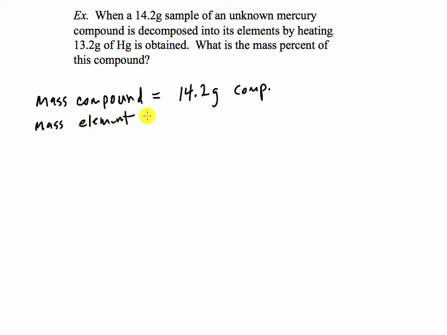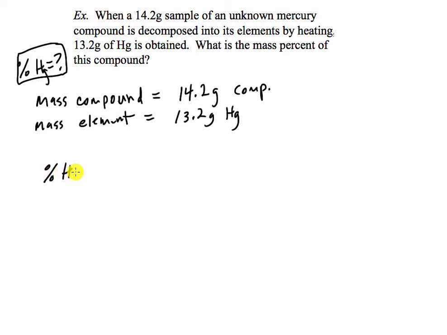In this case, my element is mercury, and it's 13.2 grams of mercury. What I'm looking for is the percent of mercury in this problem. Why the mercury? Because they don't tell me the other elements. Since I only know mercury, it's the only percent I'm going to find. So I need to find the percent of mercury in this compound.